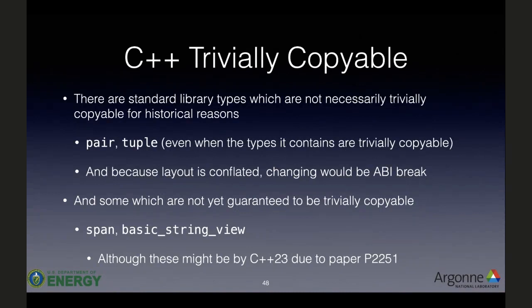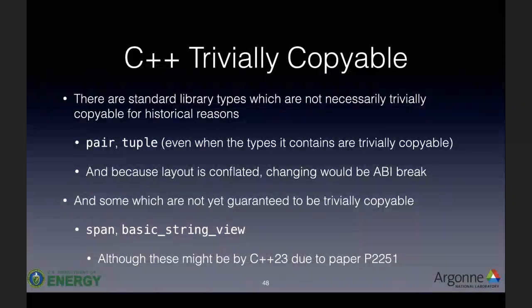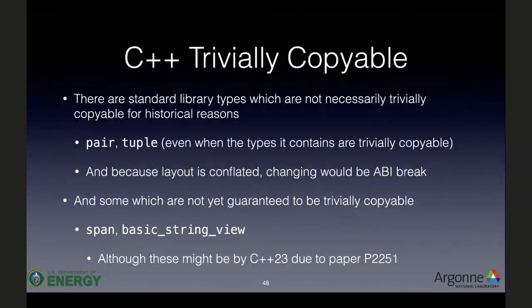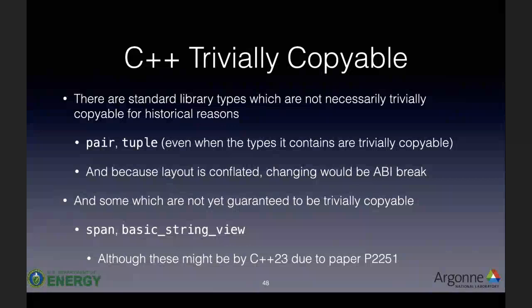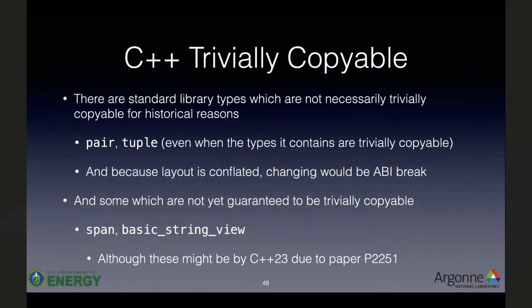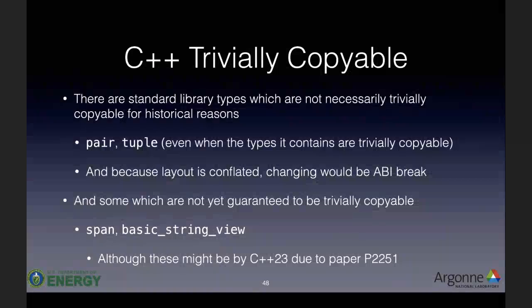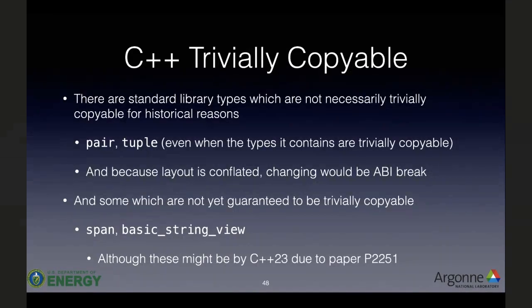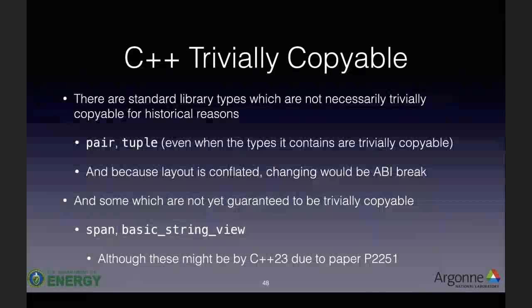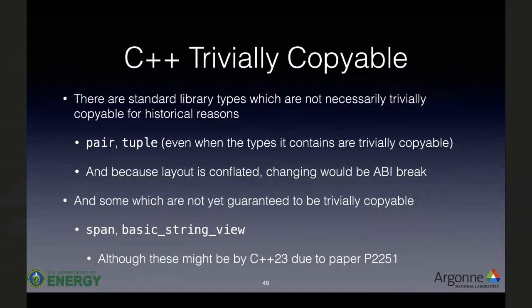Then there are also some new types. C++20 span comes, and C++17 basic string view, that are not guaranteed to be trivially copyable yet. Although I have a paper, P2251, to make those things trivially copyable, and it just passed the first hurdle. So by C++23, those will very likely both be trivially copyable. And all the major implementations of those two are just a pointer and possibly a size. There's not much to them, the internal guts of what they have. They're already trivially copyable in all the major vendors. I don't know of any vendors where those are not trivially copyable types now.